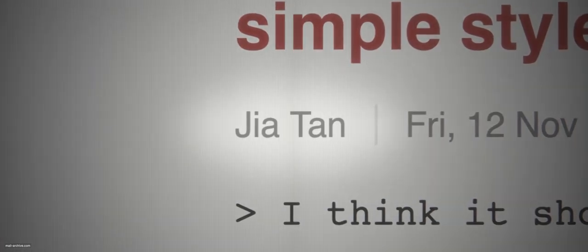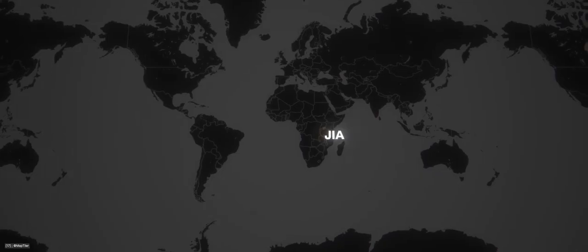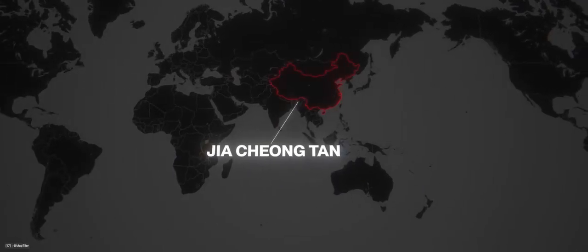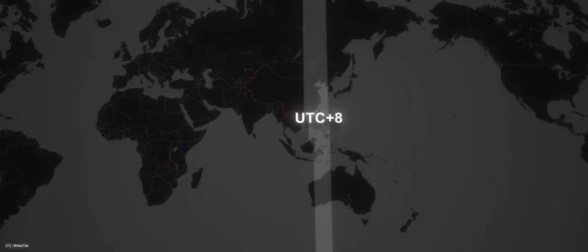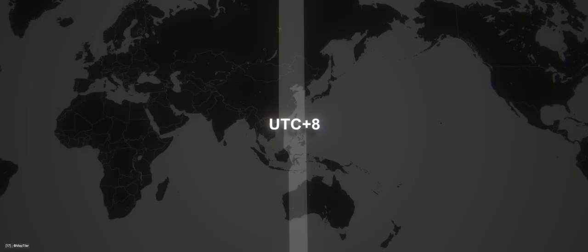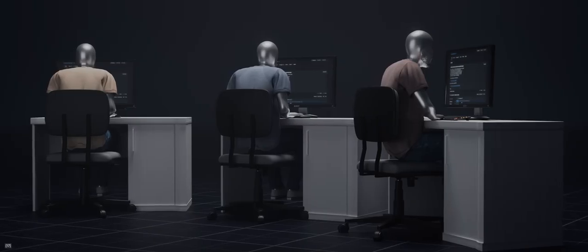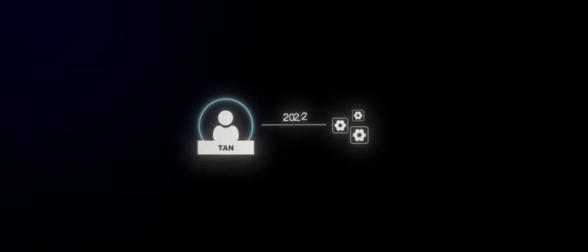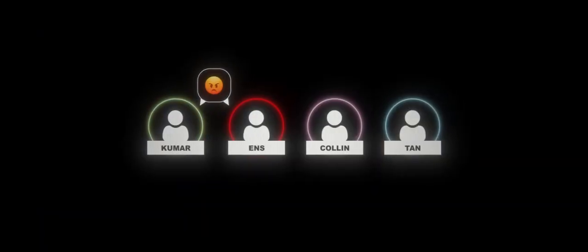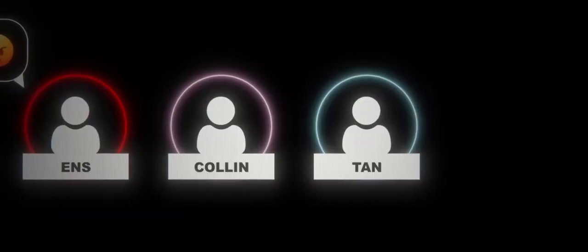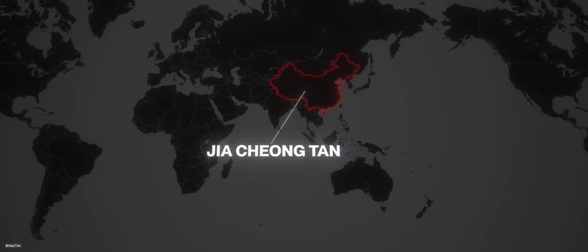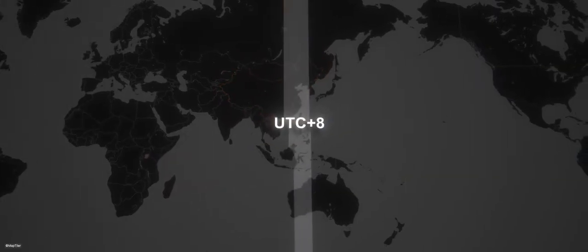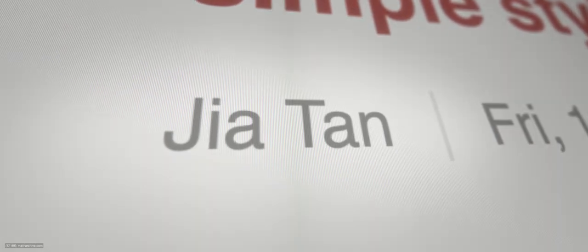There's no trace of Jia Tan online. At first glance, Jia Chong Tan seems Chinese. The timing of the posts lines up with the UTC+8 time zone. But that might just be a smokescreen to hide the hacker's true identity and location. Would someone who spends years crafting such an intricate plan, building trust and slowly gaining control, really leave such obvious breadcrumbs? Faking time zones isn't hard.